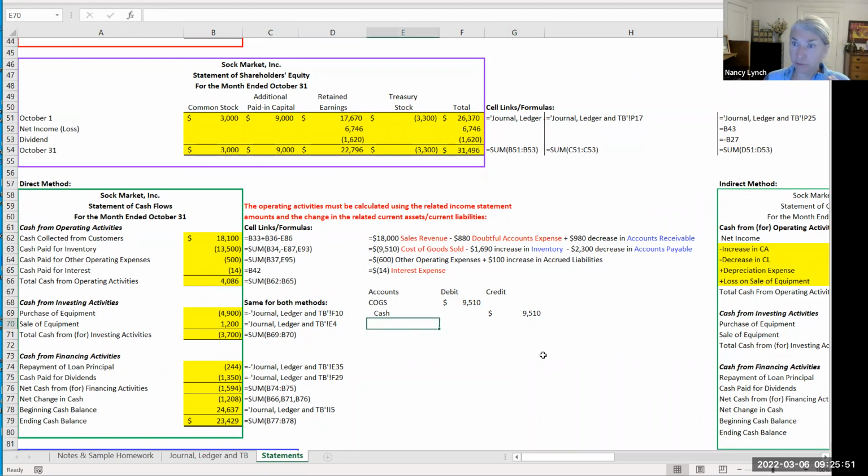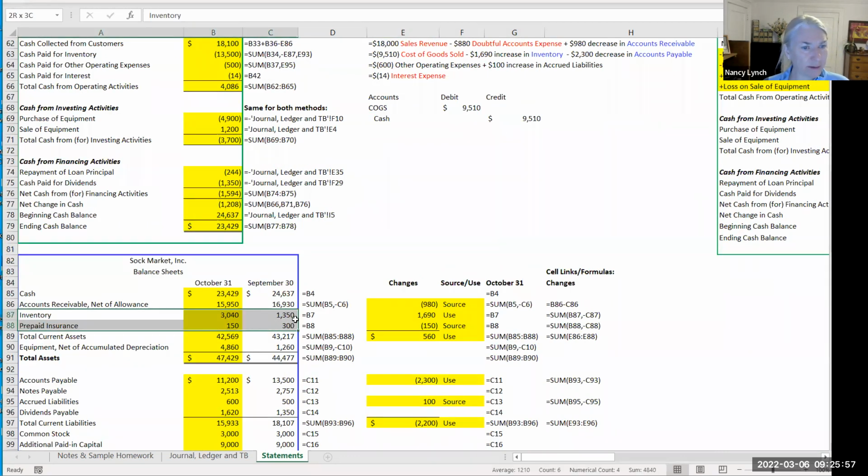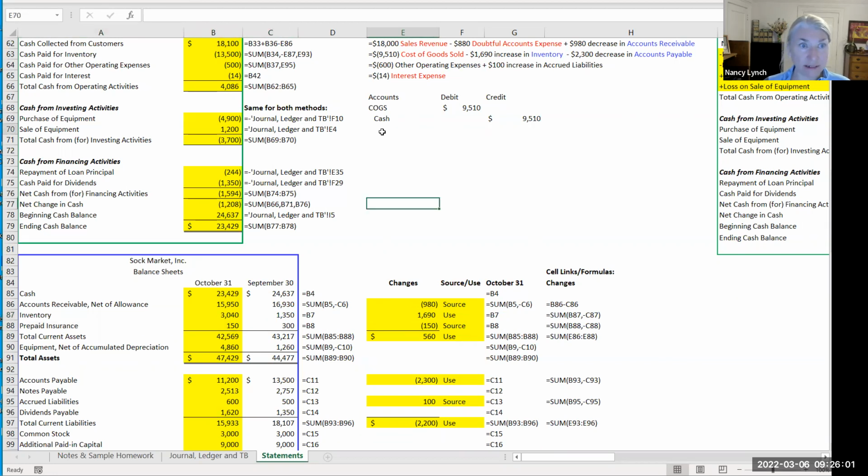Now what I have to do is look at the related balance sheet accounts. Well, inventory is one of them. And inventory, in this example, went up. To get inventory to go up, I would debit inventory. So I'm going to take that change, that 1,690, and pretend that the other side is to cash. Again, it's a technique. These aren't real entries. It's just a way of organizing your information to get cash paid.